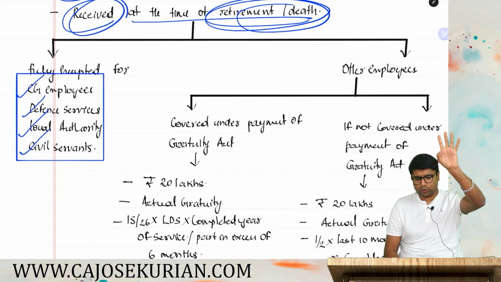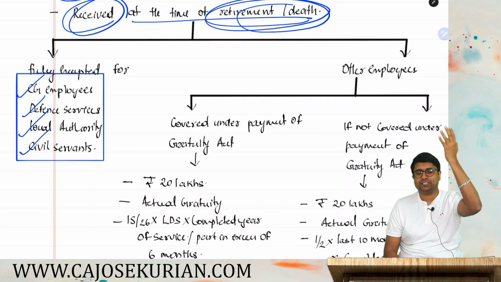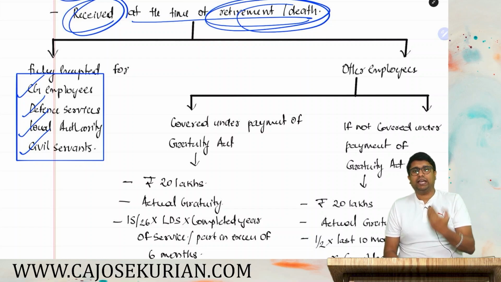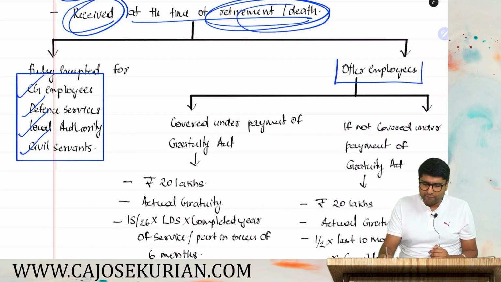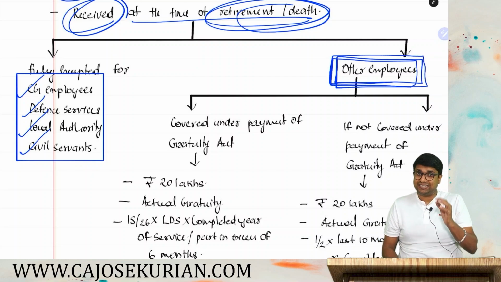So I'll repeat those 4. If you are a CG employee, defense services, local authority, civil servants, you can claim the entire amount of gratuity that is received at the time of retirement or death as an exemption. Now, if you are another employee, under the other category, let's understand whether you are eligible to claim exemption. The answer is yes.